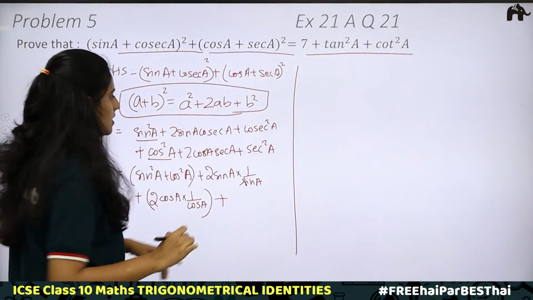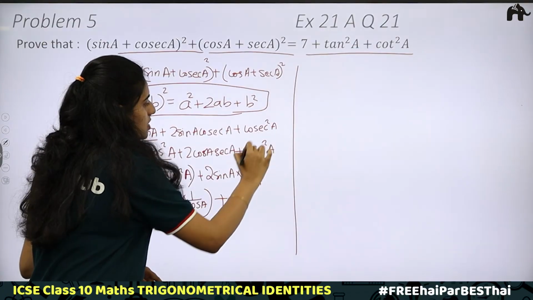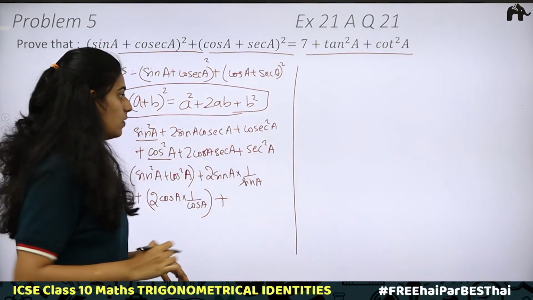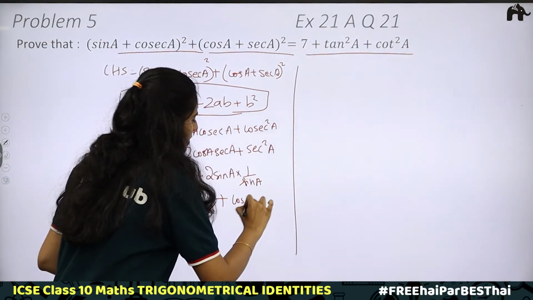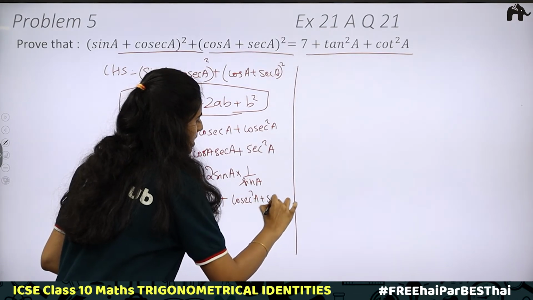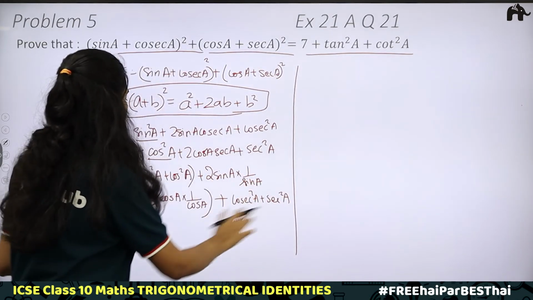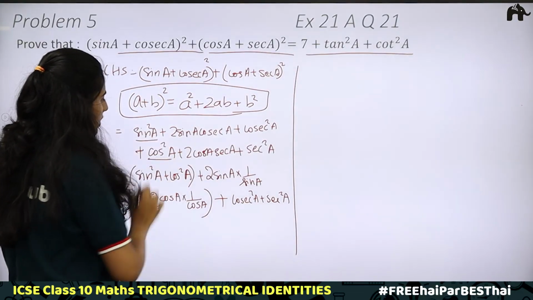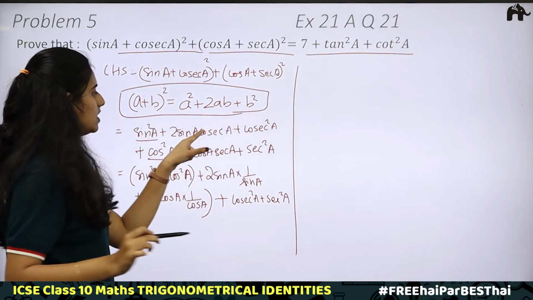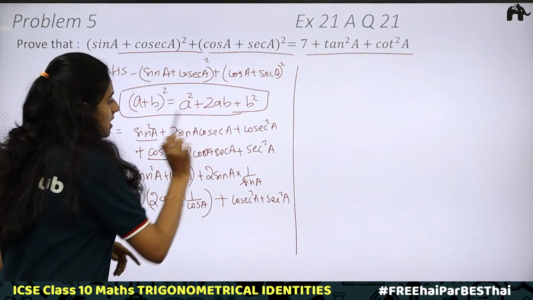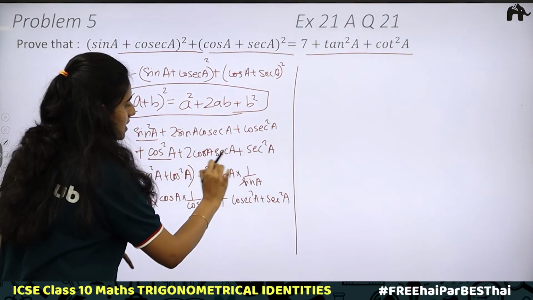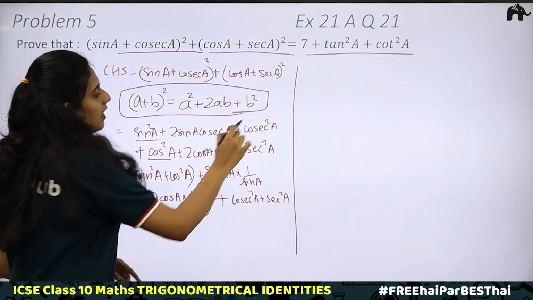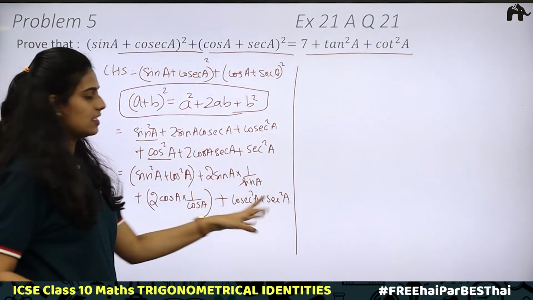Then, plus, here we have cosec square A plus sec square A. Just check if we have included all the terms. First we have taken sin square and cos square together. Then in this part we have changed cosec A into 1 by sin A, and similarly here sec A is changed to 1 by cos A. Now cos square A plus sec square A.